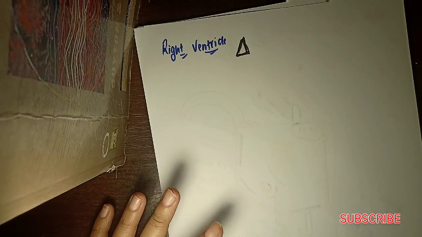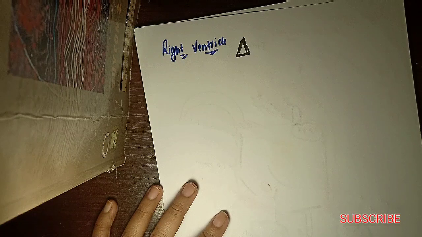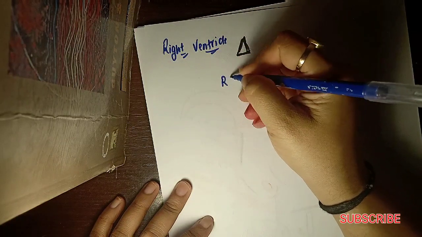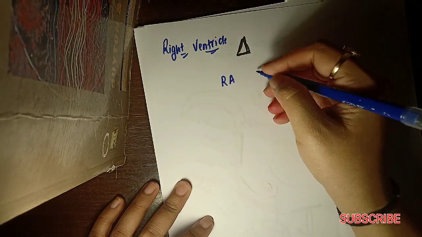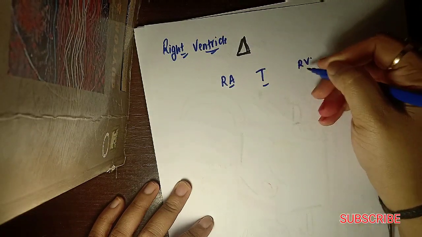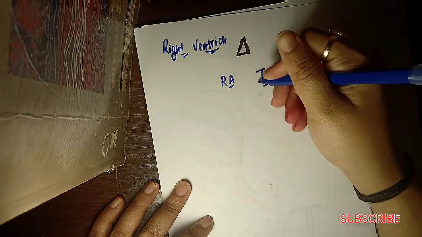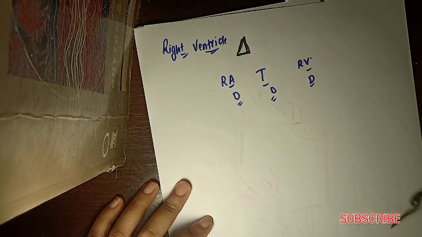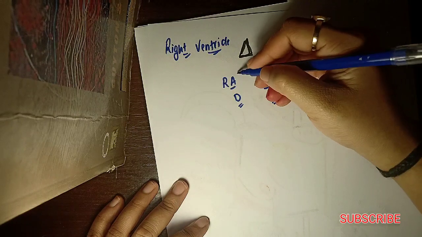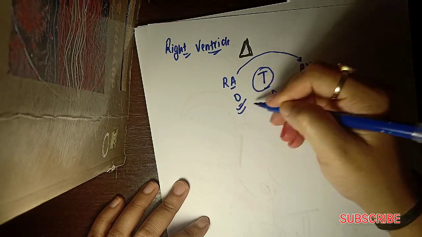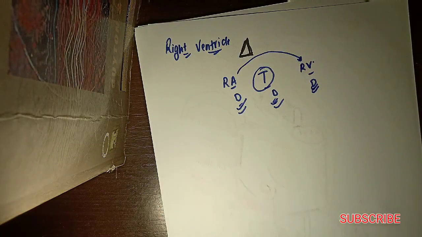Of course, it receives deoxygenated blood from the right atrium to the right ventricle, through the tricuspid valve. Right atrium, tricuspid valve, right ventricle. D means deoxygenated blood. The deoxygenated blood is transported from the right atrium to the right ventricle. This is the most common thing that everyone usually knows.